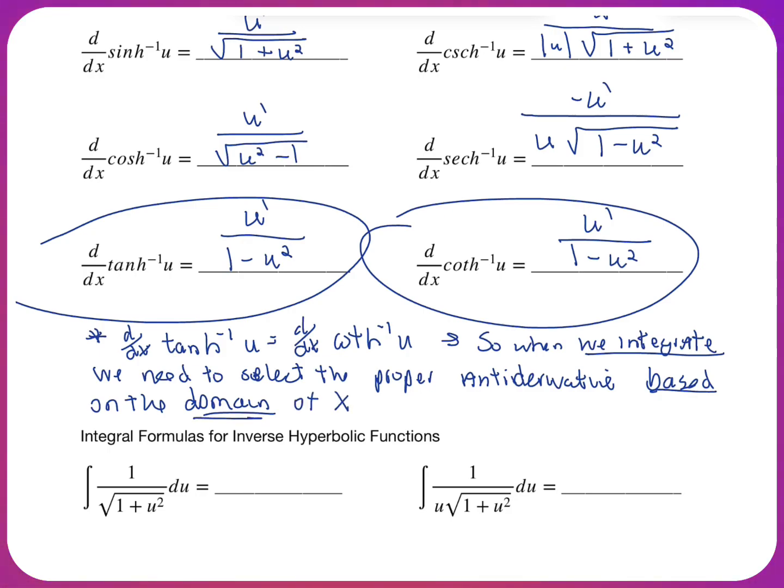So you need to figure out, when I'm taking the integral, is my answer going to be equal to the inverse of the hyperbolic tangent, or is it going to be equal to the inverse of the hyperbolic cotangent? There are two ways for you to do this.